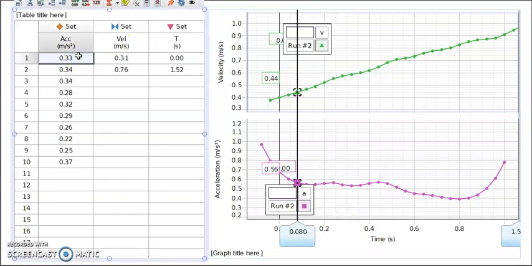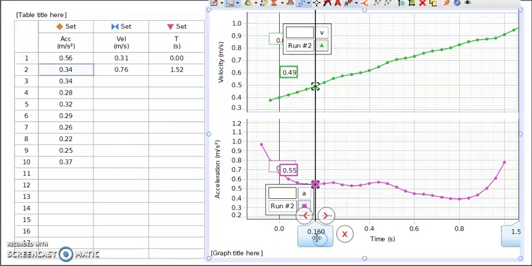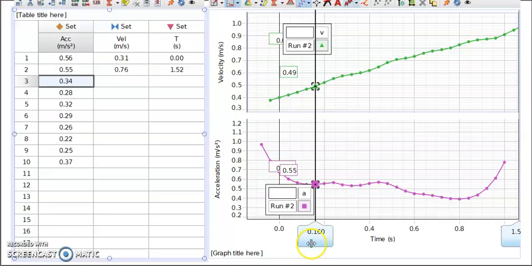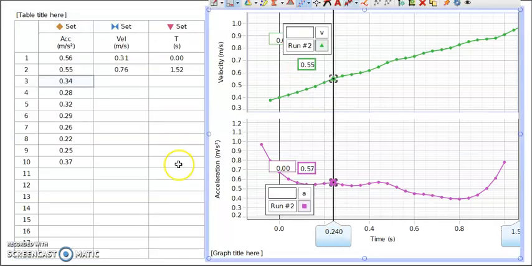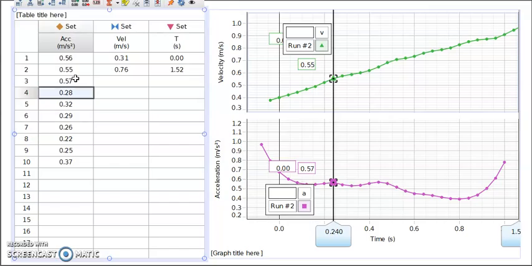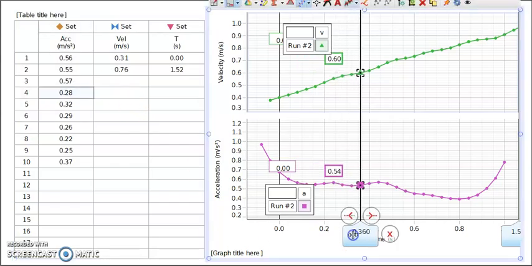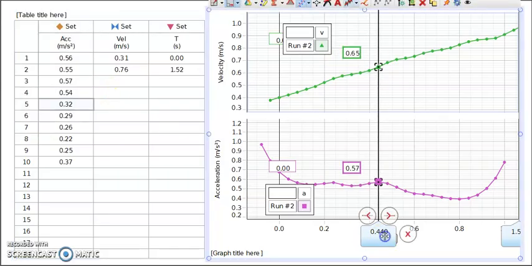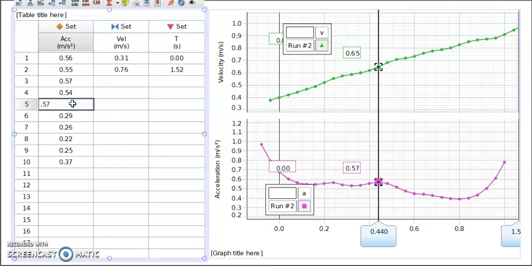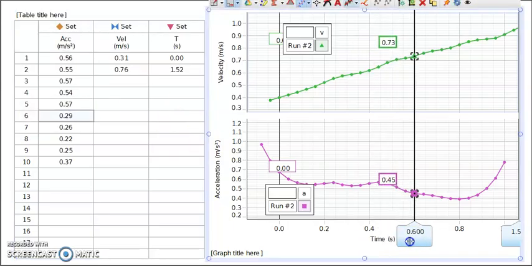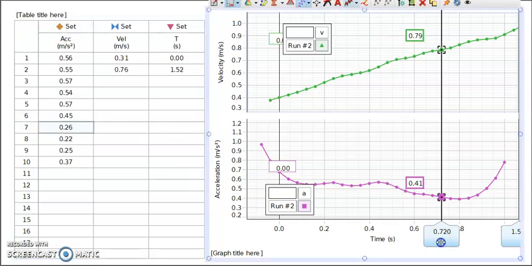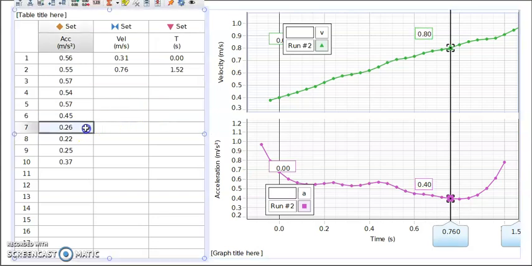So we'll go 0.56. The next data point will be 0.55. The next data point will be 0.57. Then we'll jump on over here to 0.54. Over here, 0.57. Let's go over here, 0.45. We'll keep going. 0.40.